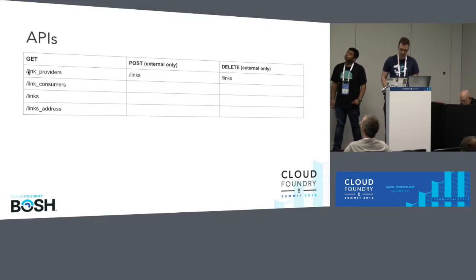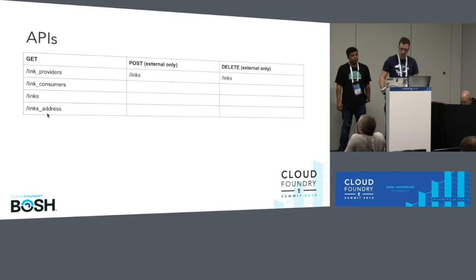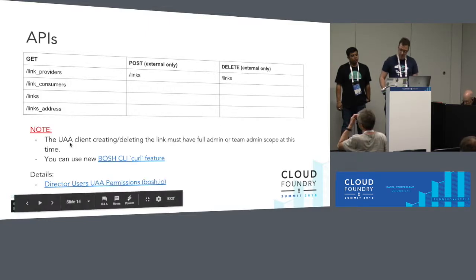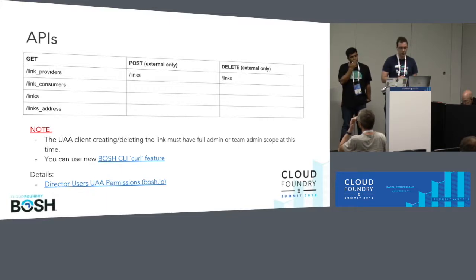There are a few GET endpoints, which can list providers, consumers, links within a deployment, and the addresses that those links provide. There's one POST endpoint at the moment to create a link, and one DELETE endpoint to delete a link. At the moment, these APIs require admin privileges. We'll talk about how this might change with Links API v2.